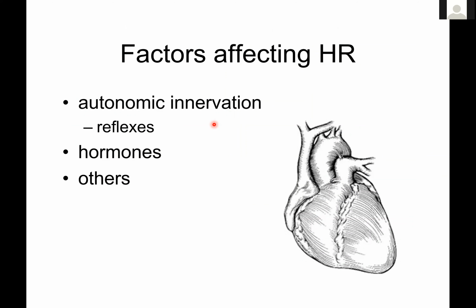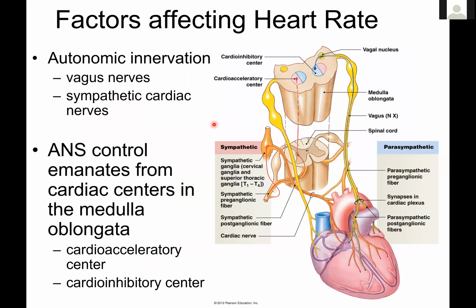Okay, so I mentioned autonomic innervation. Hormones are another example, and others. So we're going to talk about some just cherry-picked examples of these things that I've mentioned, but we'll go into a little bit more detail.